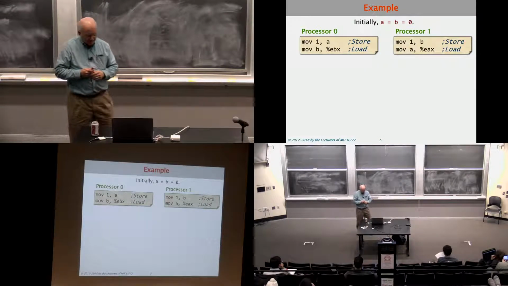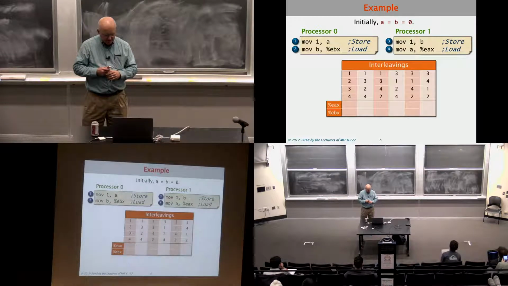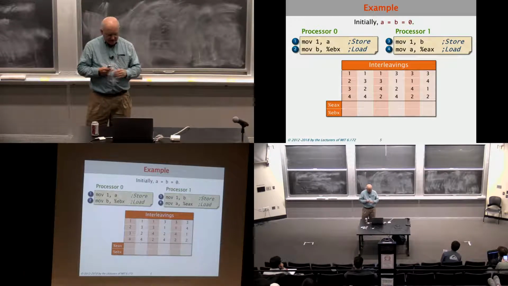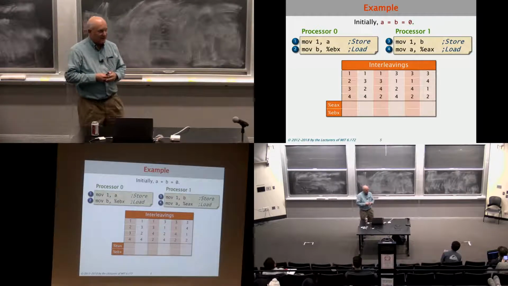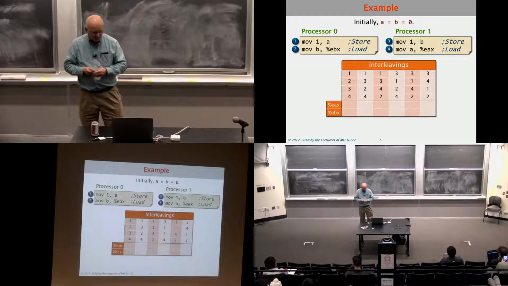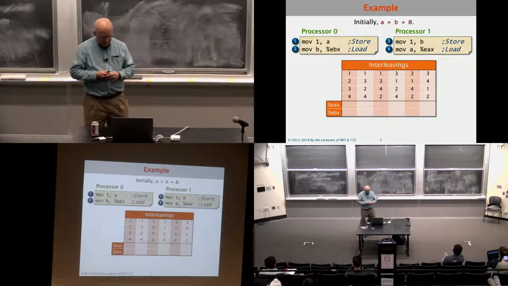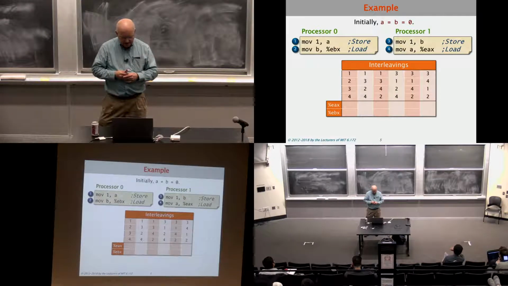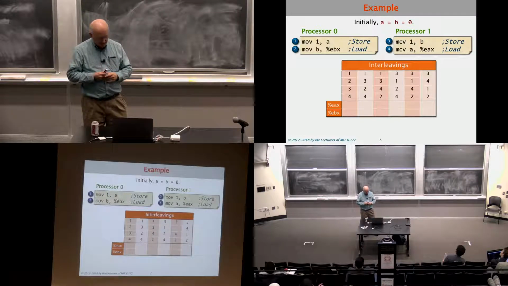So here we have our setup again, okay? How many interleavings of 4 things are there? Turns out there's 6 interleavings. Those who've taken 6.042 will know that, right? 4 choose 2. So the interleavings are, you can do them in the order 1, 2, 3, 4, 1, 3, 2, 4, 1, 3, 4, 2, et cetera, et cetera.